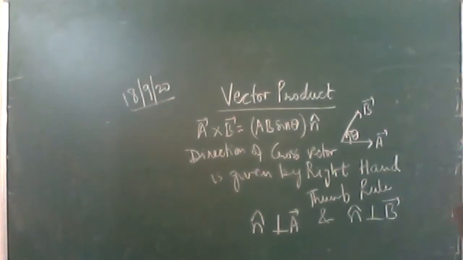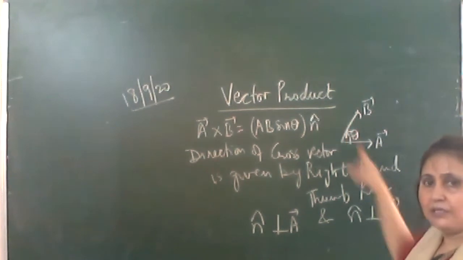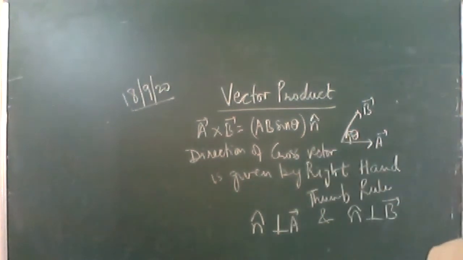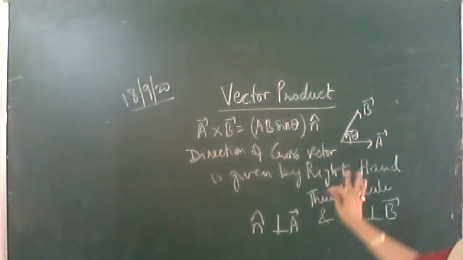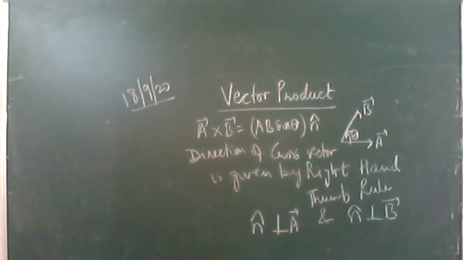Okay, so this is how we find out the direction of n cap. This is the right hand thumb rule. Another rule is the right hand screw rule. Like a screw, if you rotate along the direction from A to B, in whichever direction the screw moves forward, that is the direction of n cap. Okay, one rule is sufficient. So here, understand only one rule, the right hand thumb rule.